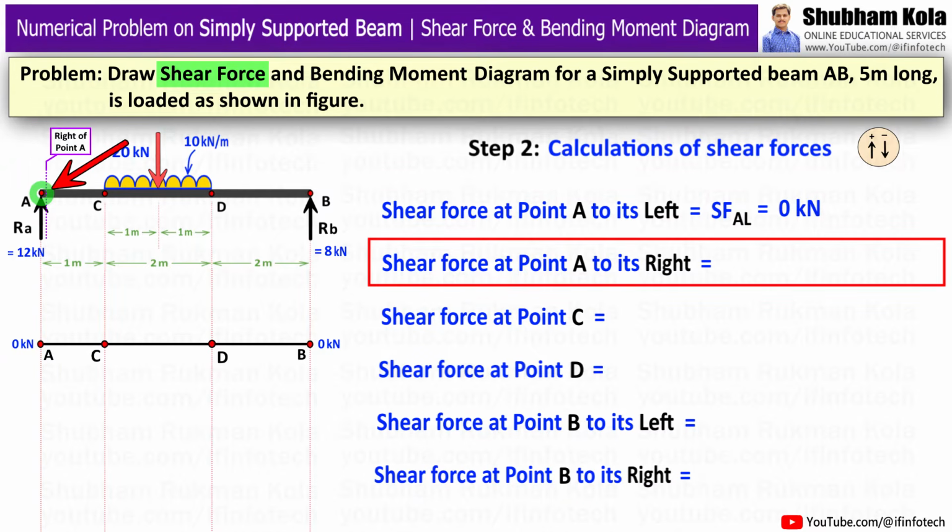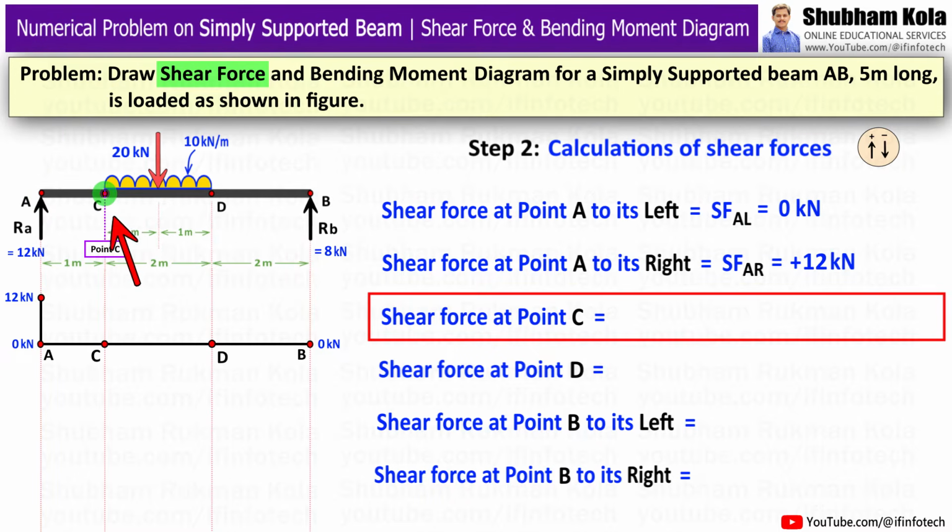Now if I go to the section to the right side of point A, that is SF at A to the right equal to, then there is reaction force RA that we had calculated as 12 kN, which is acting on the beam in upward direction. So as per the sign convention, I will consider upward forces as positive. So here the shear force is plus 12 kN. Here as the shear force value is positive, so I will mark this point of shear force above the reference line of 0 kN shear force, and I will connect these 2 points with a vertical line.